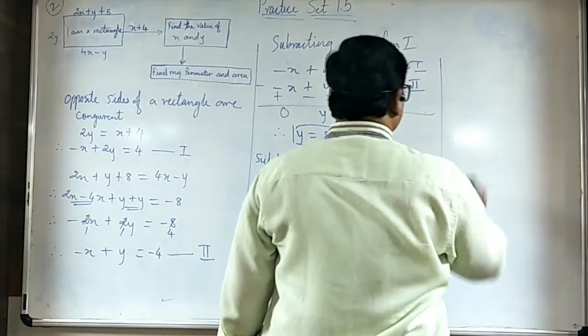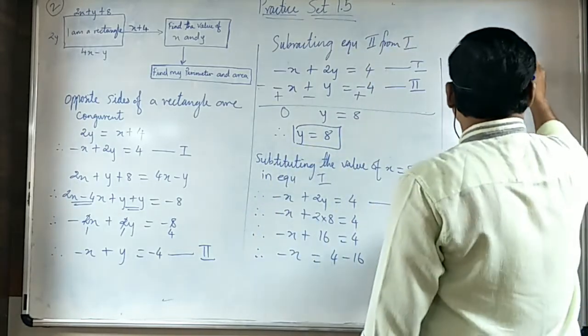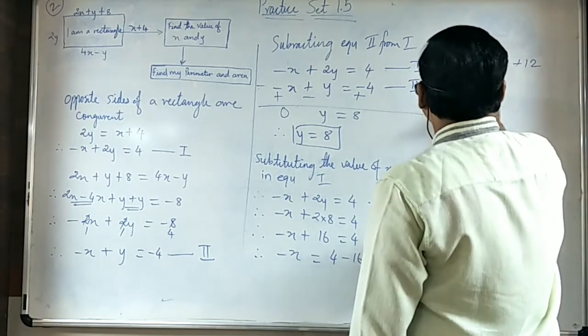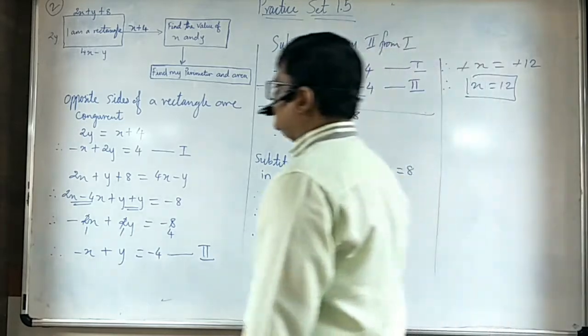And then after that you'll be getting what? Minus x is equal to, you'll be getting what? Minus 12. Both the numbers are minus, so the minus sign will get cut. You'll be getting x is equal to 12. You got a value of x is equal to 12.